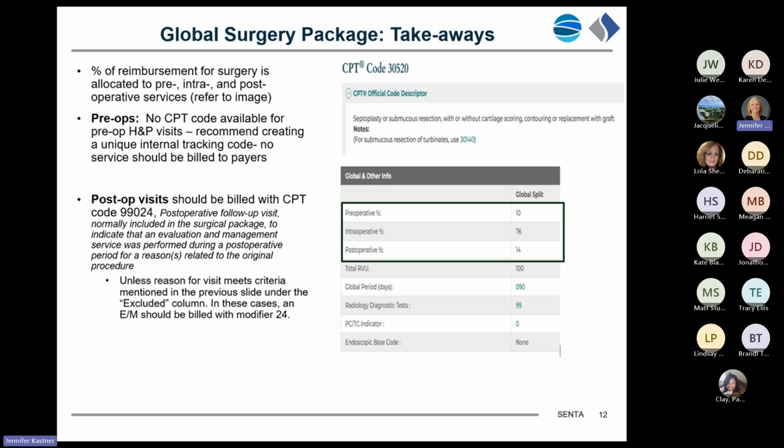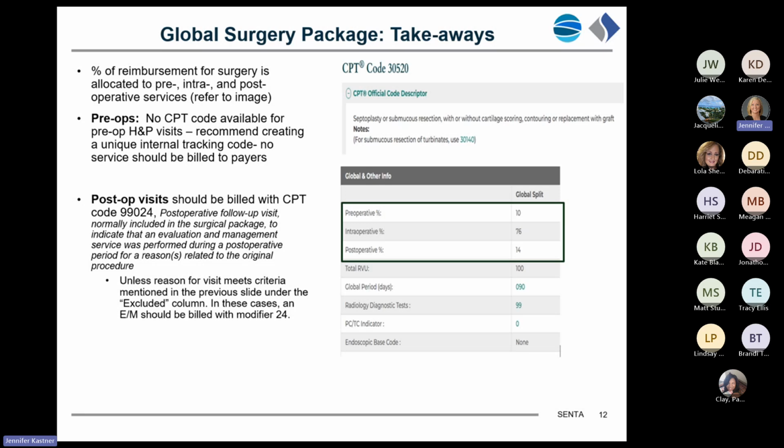Pre-op visits, how should you bill those? AMA has not created a CPT code for H&P pre-op visits. So it kind of sets the stage where providers are very transactional: I provided a service, there should be a CPT code for that. And because AMA hasn't created a CPT code for pre-op H&P visits, it causes a lot of errors in the industry, where providers feel inclined to choose an E&M service.